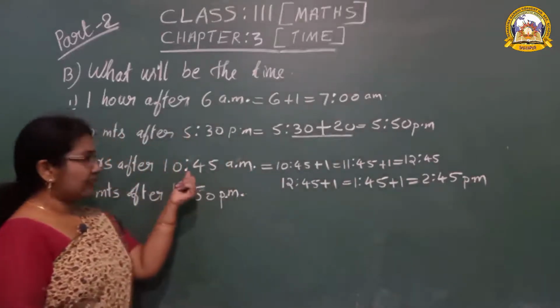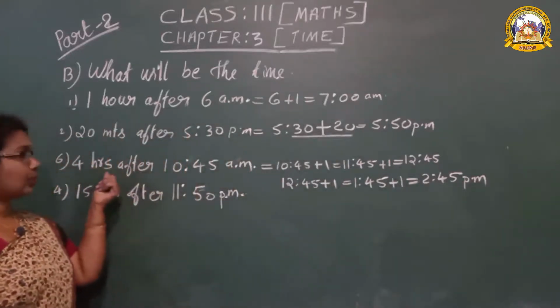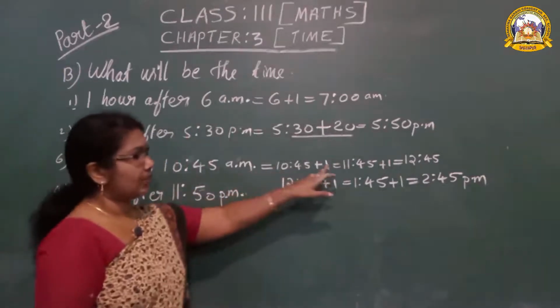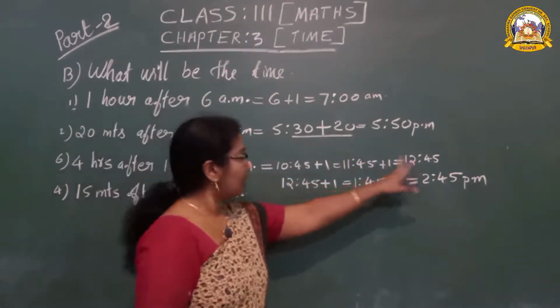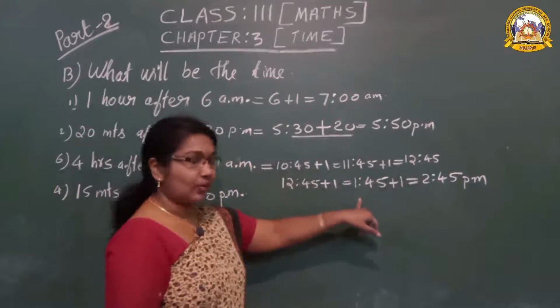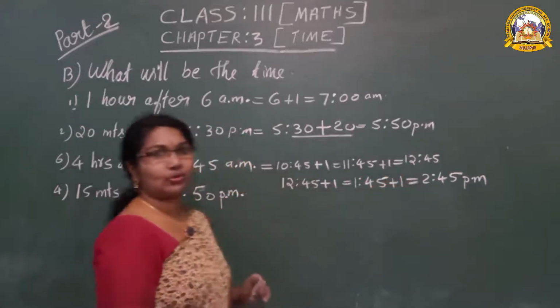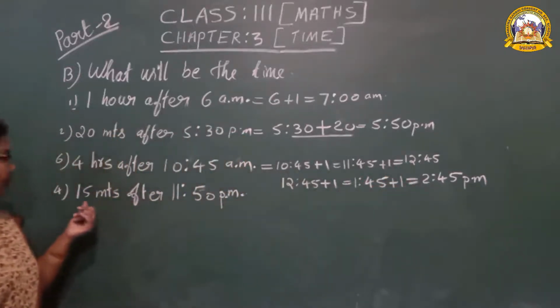Once more, after 10:45 how many hours do you have to add? 10 plus 1, 11. 11 plus 1, 12. 12 plus 1, 1 o'clock. 2 o'clock. 2:45. Now look here students.